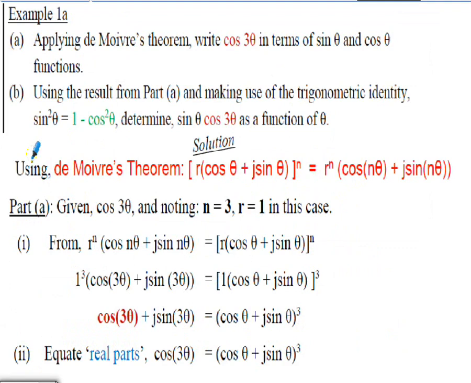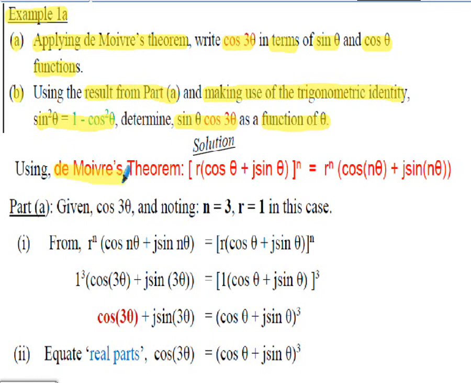Okay, within this brief presentation we're going to look at 2 examples, and then I'll leave you with some exercises to attempt. Example 1a is in part A. We're asked to apply deMoivre's theorem to write cos 3 theta in terms of sine theta and cos theta functions. In part B of example 1, we're asked to use the result from part A, and making use of the trigonometric identity sine squared theta is equal to 1 minus cos squared theta. We're asked to determine the identity sine theta multiplied by cos 3 theta as a function of theta.